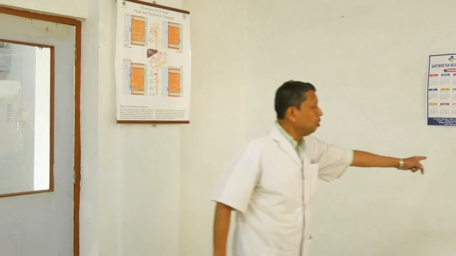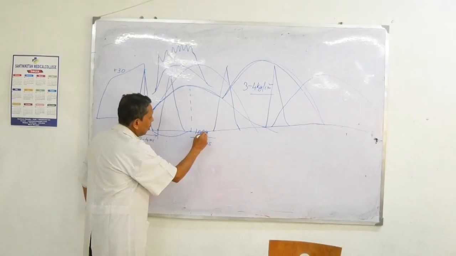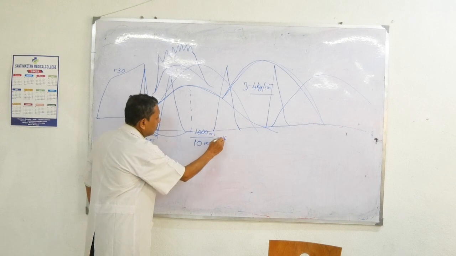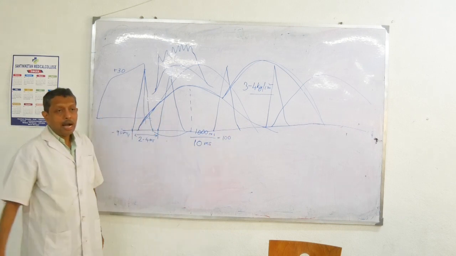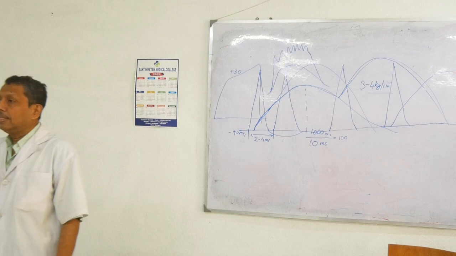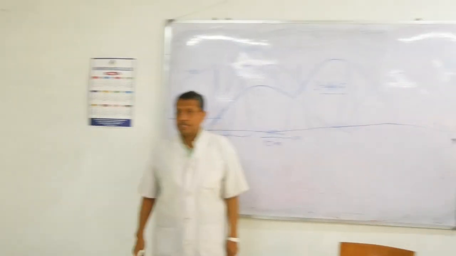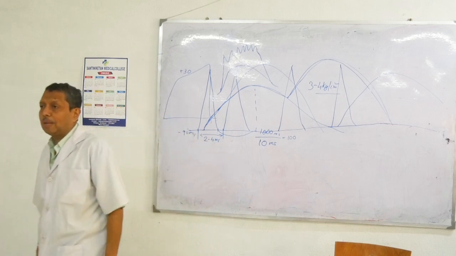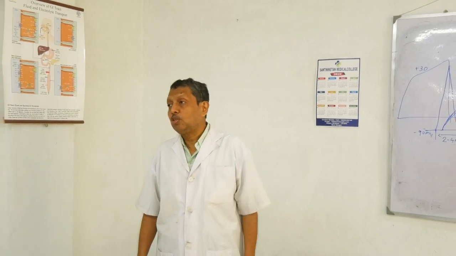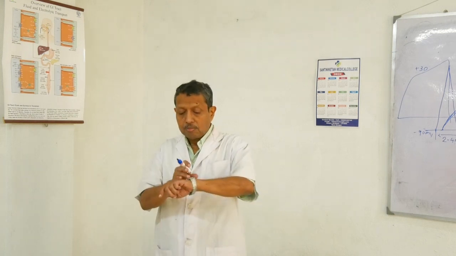If the duration is 10 milliseconds, then you divide 1 second, or 1000 milliseconds, by it. It is 100. So if 100 per second is the frequency, then there is summation. If less than 100, then you get this type of curve, where there is no summation. So we depend upon the duration of the twitch contraction, the reciprocal of that.